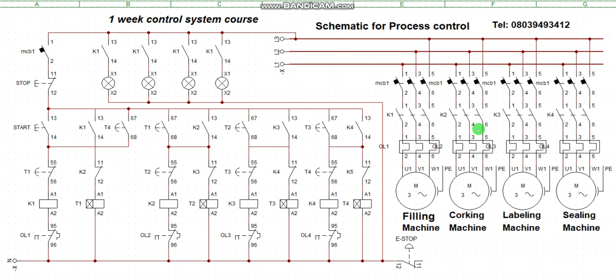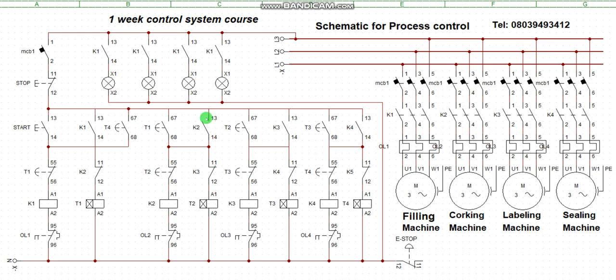Now, the process of these machines working one after the other in a sequential manner depends on this particular design called the control system. So let me now see if we can simulate this control system to control these machines in a sequential order.